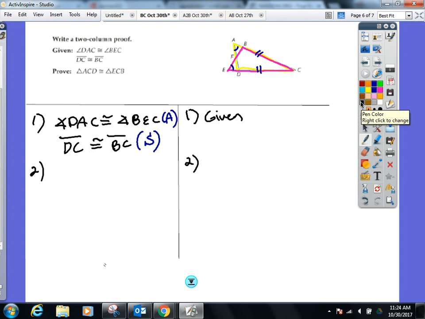Angle C, everyone. Take a look. Angle C, shared by both. And I usually don't put an X for reflexive angles. So angle C is congruent to itself because of reflexive. And that gives us another pair of angles.